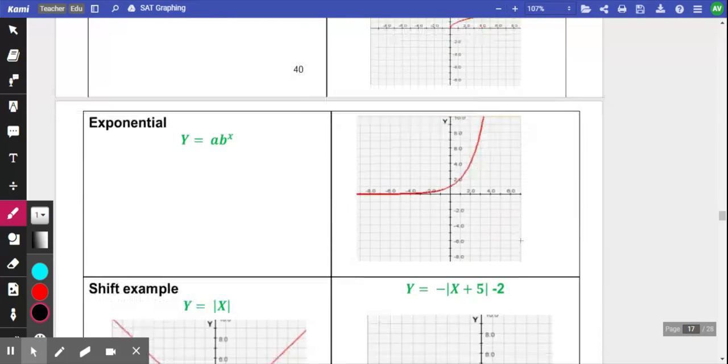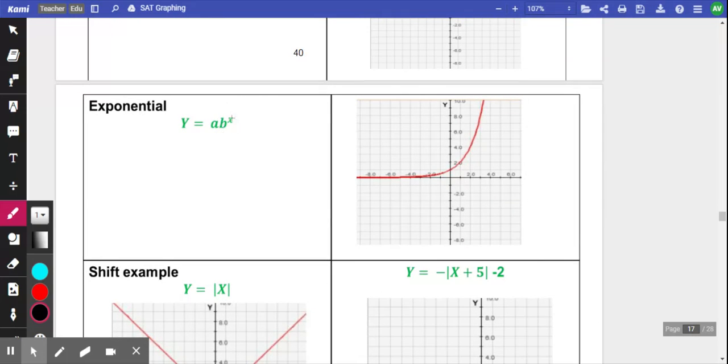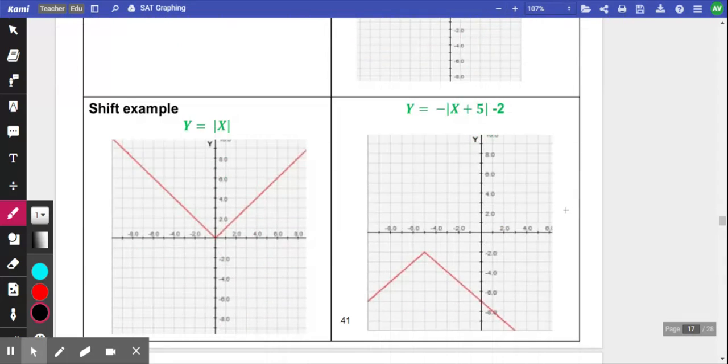This is what an exponential function looks like. So if you have the x's in the exponent, this is what an exponential function looks like. So here's a good example of a shift.